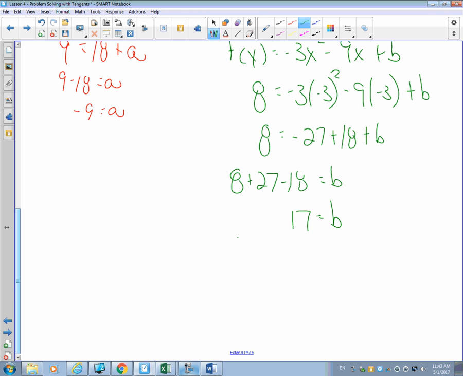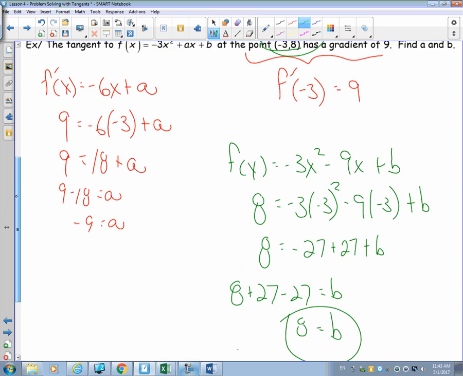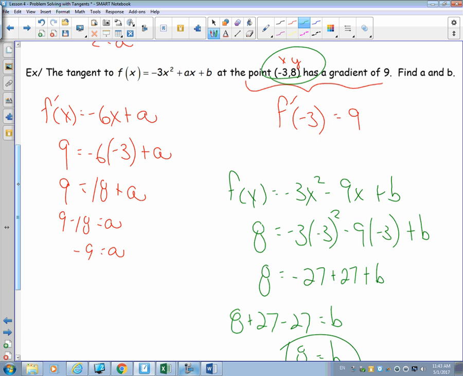Oh, sorry, math mistake in there. 9 times 3 doesn't make 18. 9 times 3 is 27. b is 8. Sorry about that. Okay, so we've got a, we got b. That's what we're asked to find.